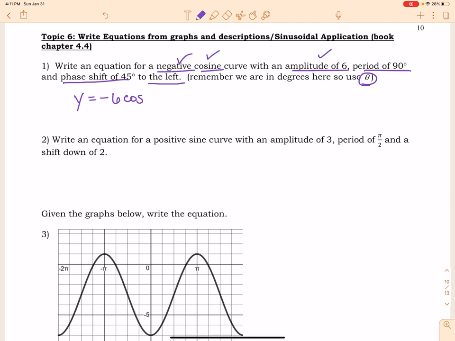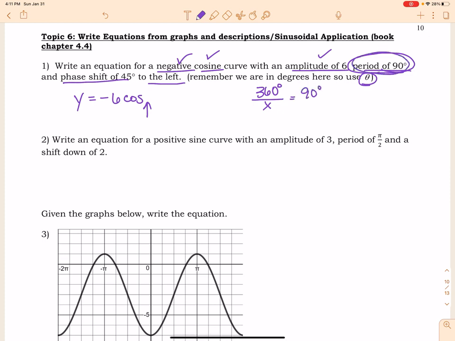The next thing we need to consider is the period of 90 degrees. Well, remember how this works. We consider the parent function of cosine first. So the parent function of cosine has a period of 360 degrees. And remember, we always divide that by whatever's in the equation. So we don't know that right now, but we know that it results in a period of 90.